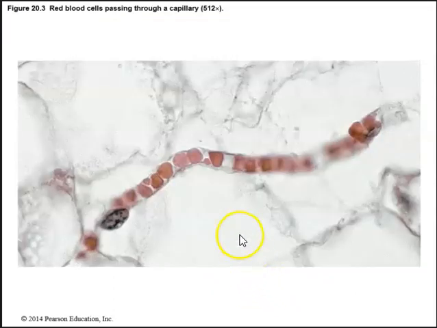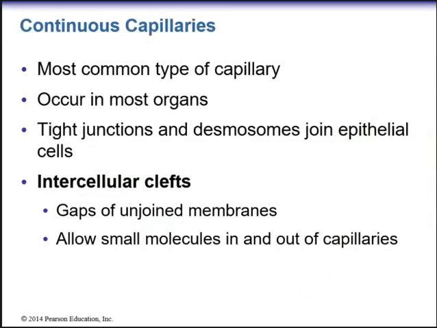And here we see a capillary whose diameter is just large enough for red blood cells to pass through in a single file. We have different types of capillaries. We have continuous capillaries. This is the most common type of capillary that occurs in most organs.